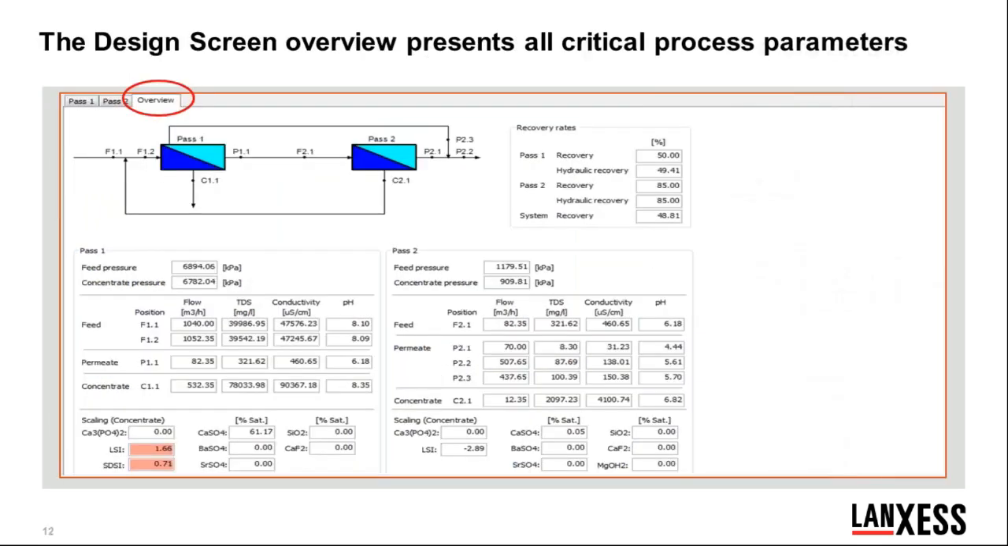And we have an overview screen that is for the process engineer, sort of a complete material balance with individual points that will indicate the quality, the TDS and permeate, the conductivity of the permeate, and the flow. So a nice piece of technology.